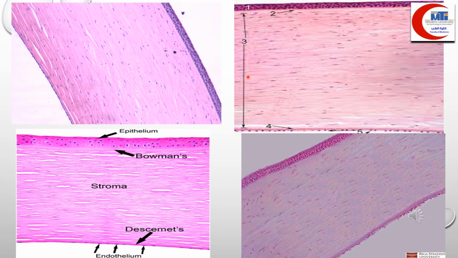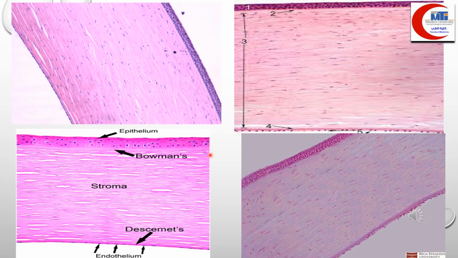These are many light microscopic pictures for the cornea. As we see here, this is epithelium, and this is Bowman's membrane. Then the stroma or substantia propria of the cornea forms a regular arrangement of collagen fibers with fibroblasts in between the lamellae called corneal corpuscles. Then there is here Descemet's membrane.